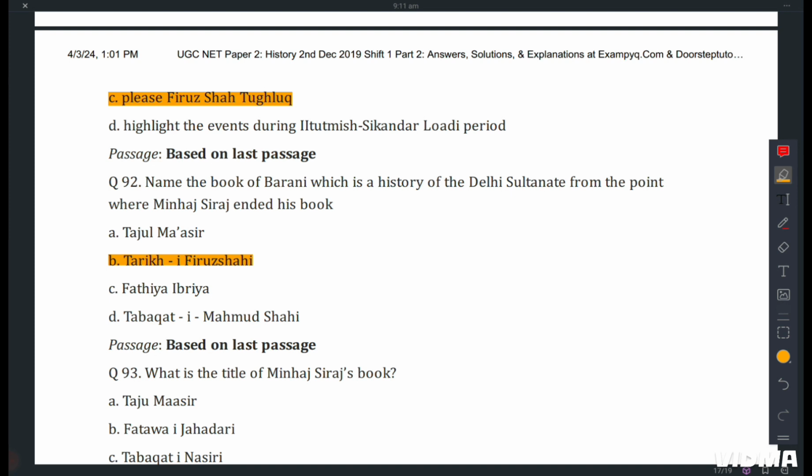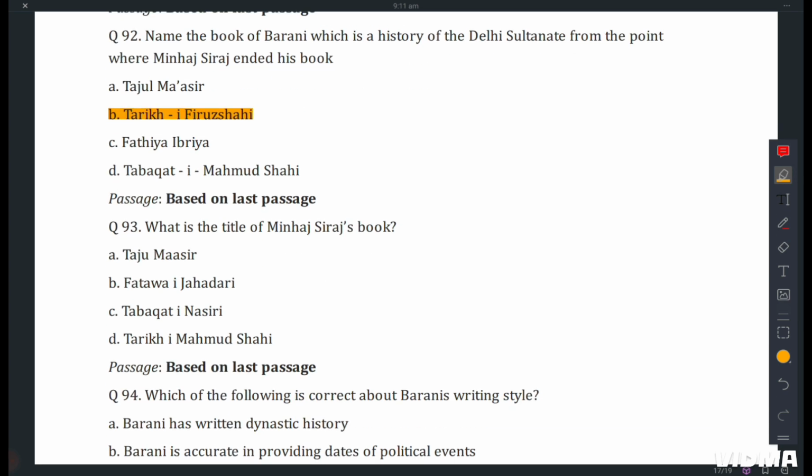Now, what is the title of Minhaj Siraj's book? I just said Tabaqat-e-Nasiri, option C. Okay, a 13th century Persian historian who wrote the book Tabaqat-e-Nasiri, and it is an important source of information about the history of India from the times of the Ghaznavid dynasty to the early years of the Delhi Sultanate. Okay, in this there is evidence of socio-political events and valuable insights are provided into the diverse culture of the society.